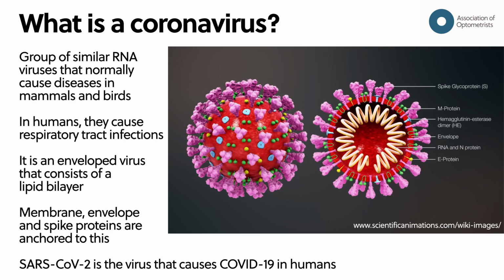They are a group of similar RNA viruses, and they normally cause diseases in mammals and birds. In humans, they cause respiratory tract infections, as we have seen, and they're an enveloped virus that consists of a lipid bilayer with membrane envelope and spike proteins which are anchored to this. SARS-CoV-2 is the virus that causes COVID-19 in humans, but there have been other SARS viruses as well, and they obviously have different names.